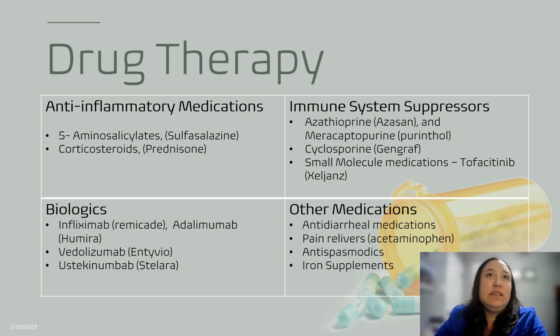You might see them prescribe some immune system suppressors like azathioprine or 6-mercaptopurine or cyclosporine, and you could see some small molecular medications like Xeljanz, and some other medications that you could see them prescribe would be antidiarrheal medications, pain relievers, and typically they are going to prescribe acetaminophen. They might prescribe some antispasmodics, and you could also see some iron supplements.